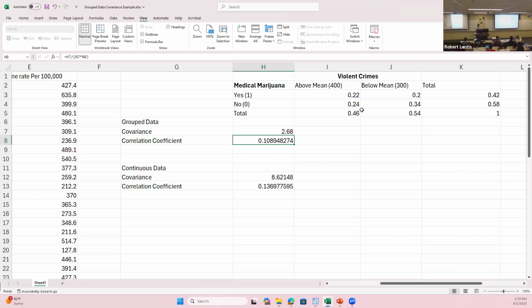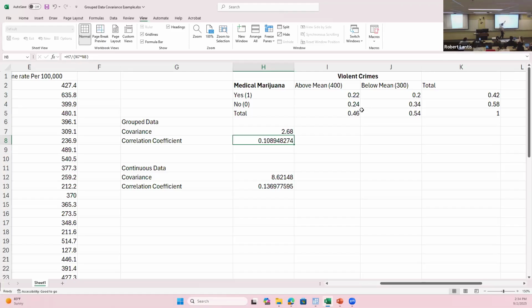So if I was calculating the covariance between these two variables, I'm thinking about now not breaking this down into each category. I need to use all of those top four cells for the joint probability because there's four different combinations of having medical marijuana legalized and having this violent crime rate of 400 or 300. When I was just looking at one variable, I was looking at one variable. Now I'm looking at two.